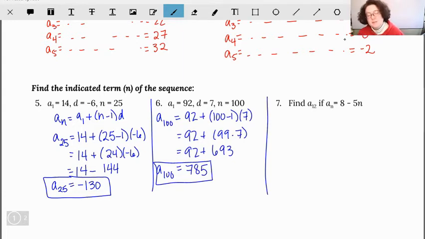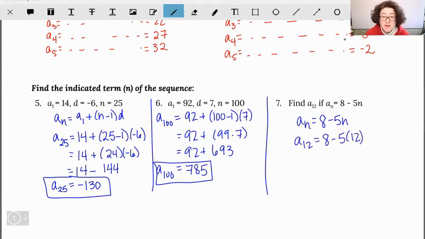Now number 7 looks a little different. It says find a sub 12 if a sub n equals 8 minus 5n. So let's still just plug things in. They just straight out gave us a formula, a sub n equals 8 minus 5n. So it's not even as complicated as using the formula we did in 5 and 6. So let's just plug in. So a sub 12 equals 8 minus 5 times 12. Sometimes we'll luck out and they'll just give us a formula to figure it out. So 8 minus 60, aka a 12, or our 12th term, is -52.